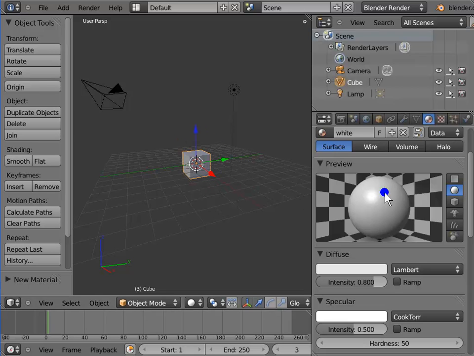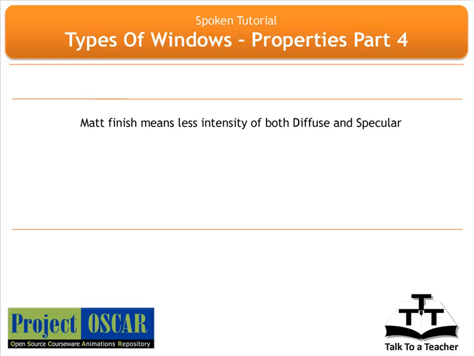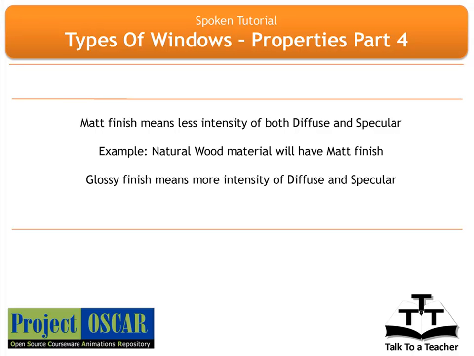Below both Diffuse and Specular are the intensity bars. By default, intensity is 0.8 for Diffuse and 0.5 for Specular. These can be changed as per the type of material finish required. A matte finish means less intensity of both Diffuse and Specular. For example, a natural wood material will have a matte finish. A glossy finish means more intensity of Diffuse and Specular. For example, a car paint material will have a glossy finish.